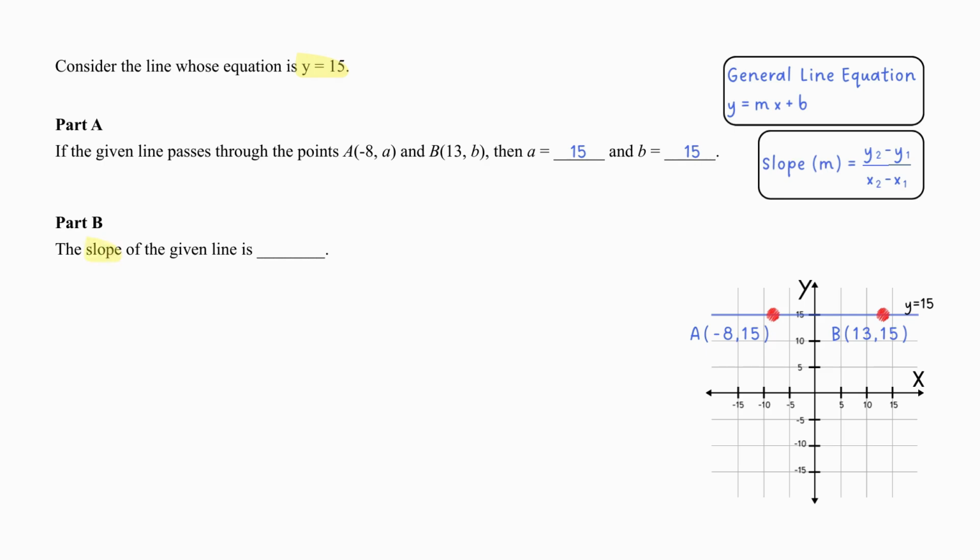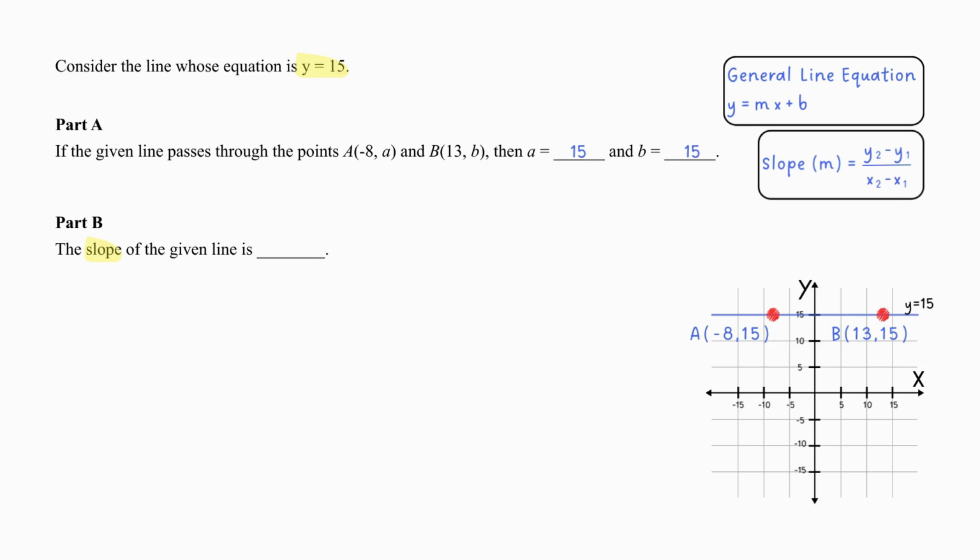Moving to part B, let's talk about the slope. Slope is just another word for how steep the graph is. Look at the line y equals 15. It's perfectly flat. Therefore, the slope is 0. However, there is a way to calculate it by dividing the rise, which is the change in y value, over the run, which is the change in the x value.